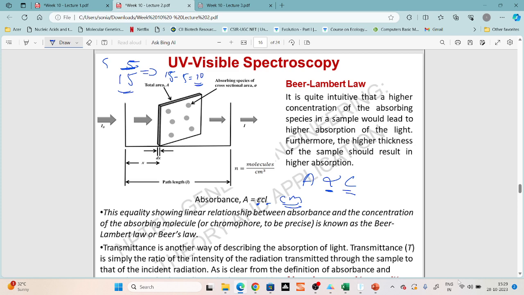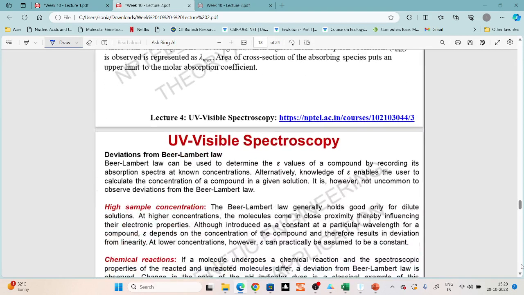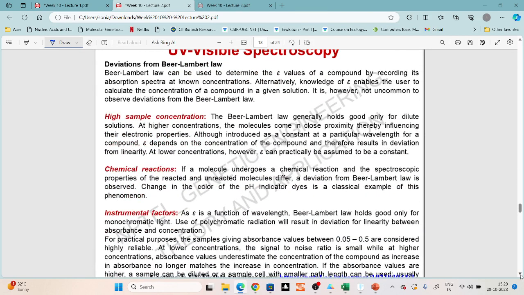Absorbance is equal to epsilon c l. UV visible spectroscopy is basically based on the Beer-Lambert law.